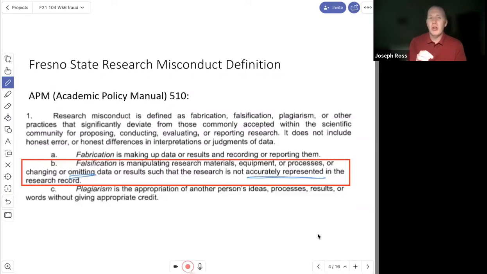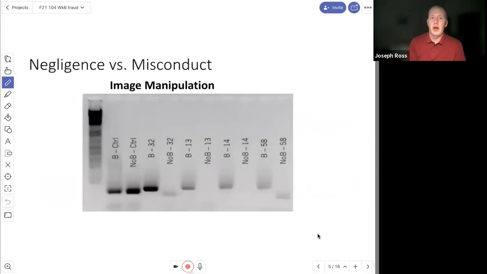Today we're going to talk about what not to do that actually counts as changing or omitting data or results. So today's focus is on data and what to do and what not to do with data to avoid being accused of misconduct. Because I happen to love this particular aspect of data management, I'm going to focus today's conversation on image manipulation. That is not just recording numbers in your lab notebook, but when the data come as an image, what are the things that you can and can't do with images that will help you avoid being accused of either negligence or misconduct?